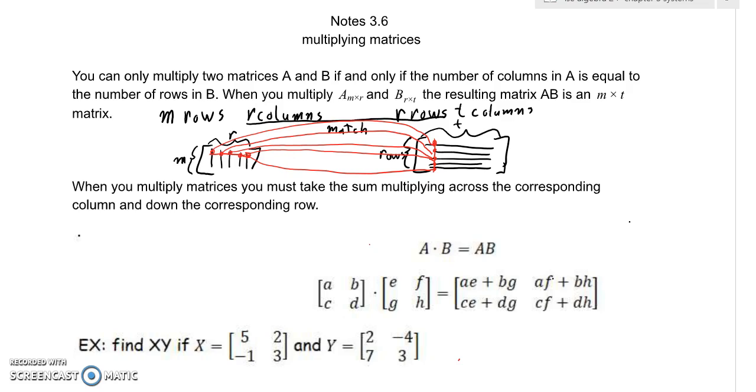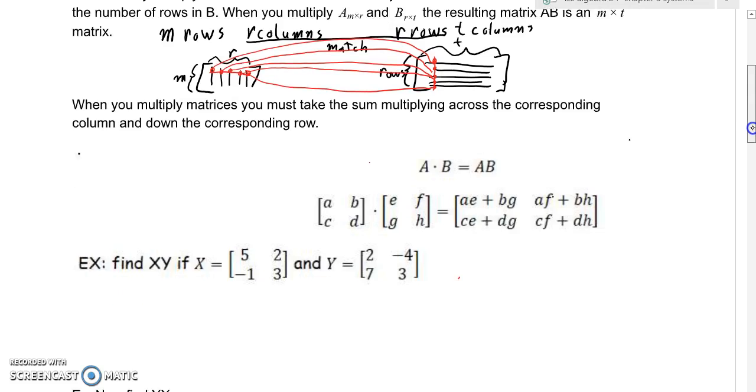Then we multiplied the first row by both of the columns. So now we have to move to the next row, the second row. And we multiply the second row times the first column: C times E, D times G, and add them together, take their sum. And then lastly, we must multiply the second row by the second column, C times F, D times H. And we take their sum for our last entry in our new matrix.